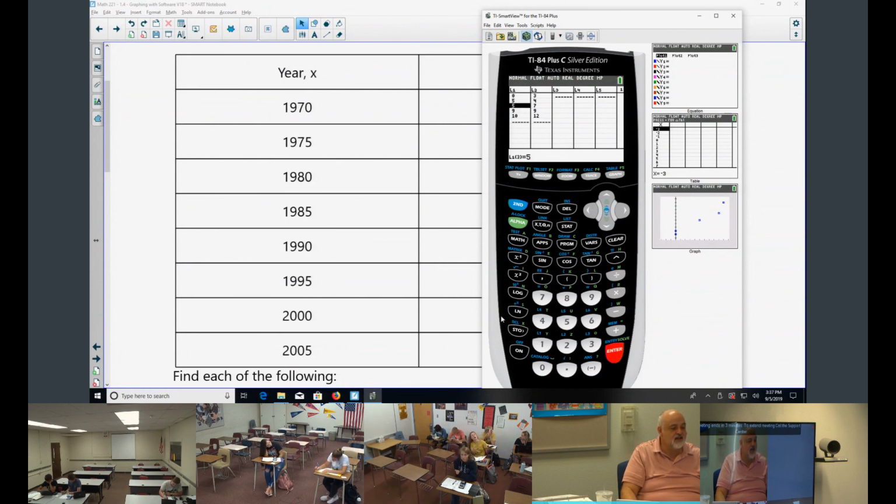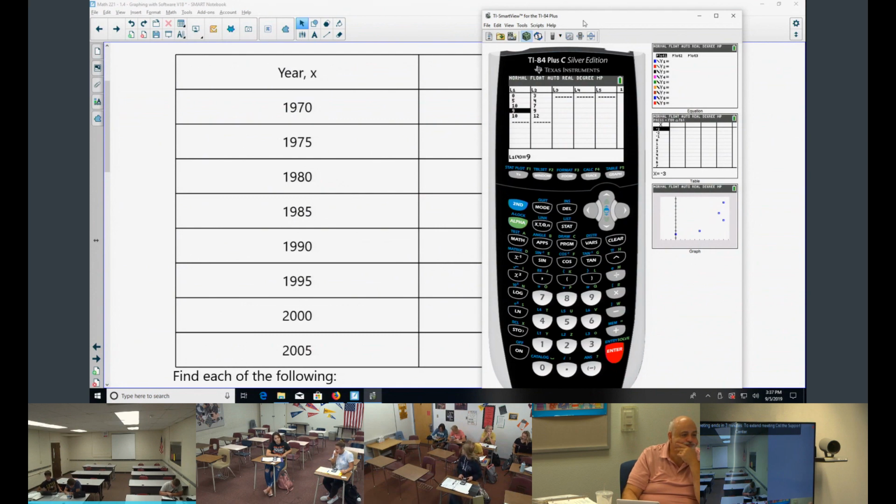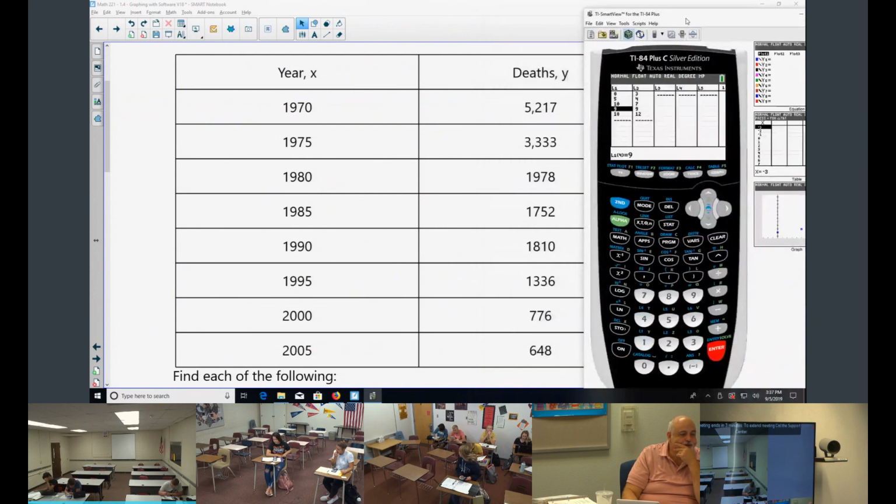And then 10 and 15, 20, 25, 30, 35. So it's 15 and 35, and then 50. And then the L2, you can just type in those numbers just how they are.